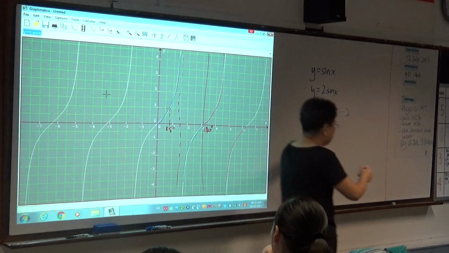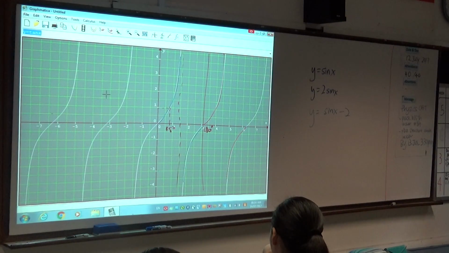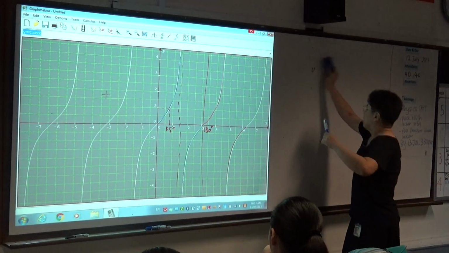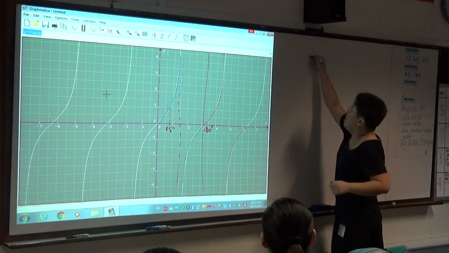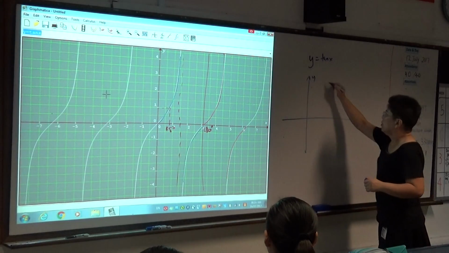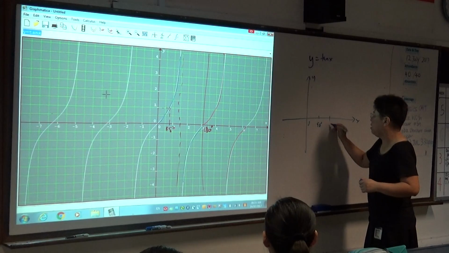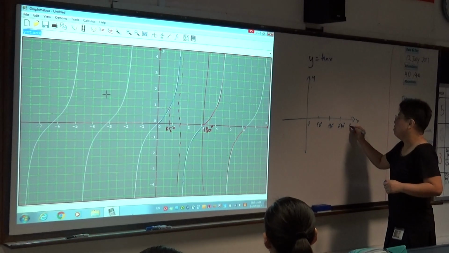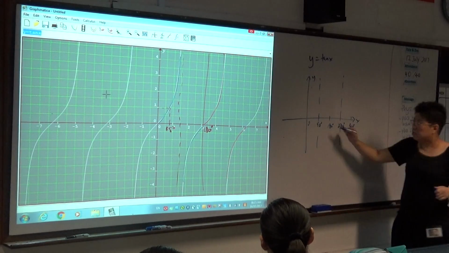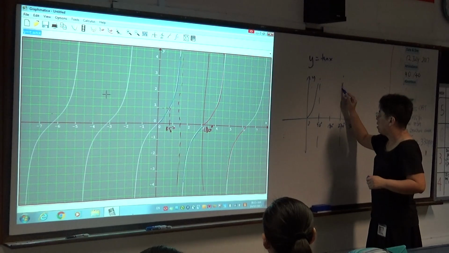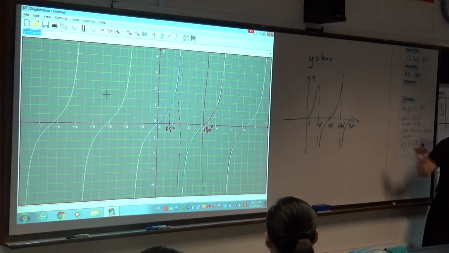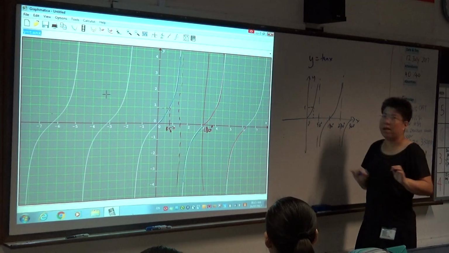Now I want to draw somewhere here because this one on the screen is not very clear. I'm going to show you what's the difference. Everybody look up here please. If I have y equals tangent x, I will have this. 0, 90, 180, 270, and 360. Now the asymptote is here and here, right? So it will go this way, and this way. This is actually 2 cycles. Now at 45, it is at 1.